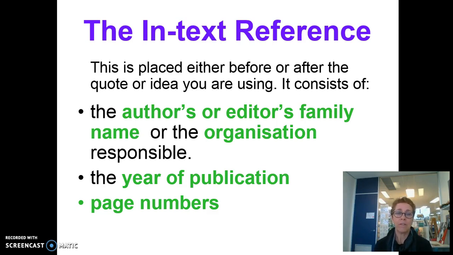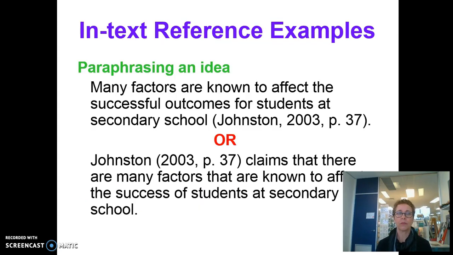And finally, if you're looking at a magazine or you're looking at a book, you're also going to have to put the page number in. So every source is going to have 2 bits of information: the author's or the organisation's name, family name, and the year of publication. And if it's a print text, you're also going to have the page.